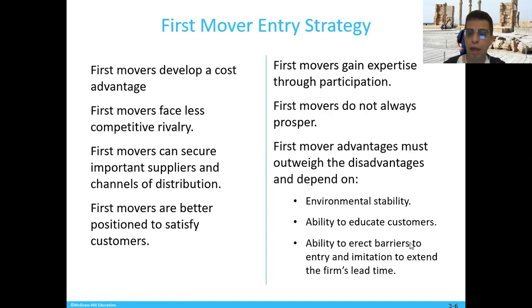And keep in mind, while you're doing that, you want to make sure that you erect or increase the barriers to entry and imitation to extend the firm's lead time. So when you're walking in with your product, there are barriers to entry for others to come in, so you have enough time to keep staying ahead of them, and it's hard for them to imitate you. I'll give you a good example.